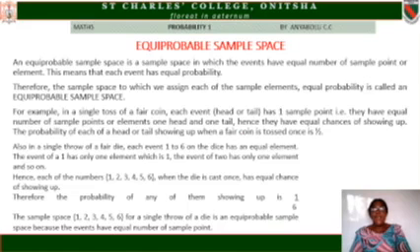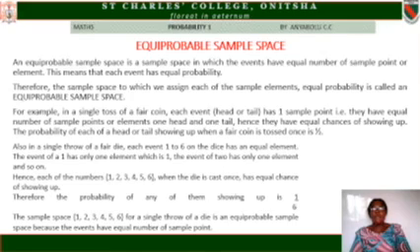Equiprobable sample space. An equiprobable sample space is a sample space in which the events have equal number of sample points or elements. This means that each event has equal probability. Therefore, the sample space to which we assign each of the sample elements equal probability is called an equiprobable sample space. For example, in a single toss of a fair coin, each event, head or tail, has one sample point. That is, they have equal number of sample points or elements, one head and one tail. Hence, they have equal chances of showing up.